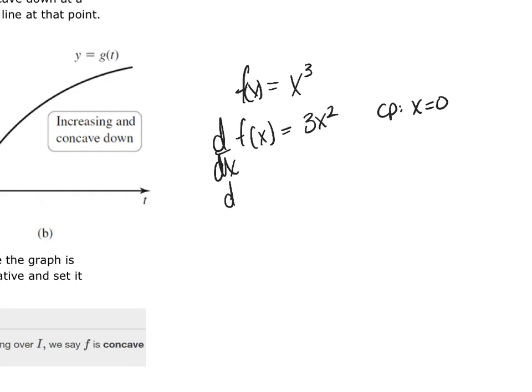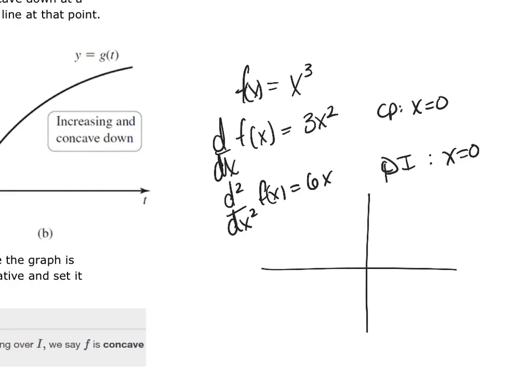But if I do the second derivative, I'm going to get 6x, and I have a point of inflection at x equals 0. That means I am changing concavity. Now, the cubed graph looks something like this.